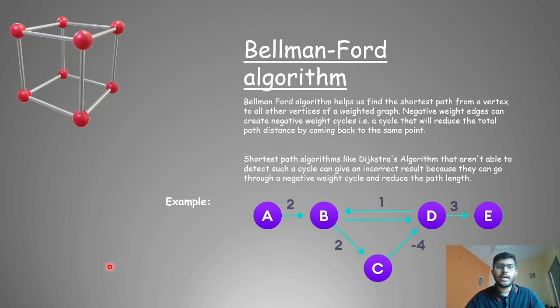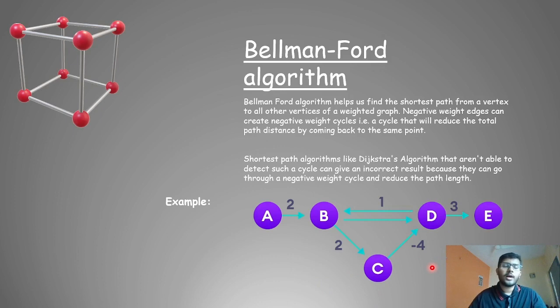The Bellman-Ford algorithm helps us find the shortest path from the source vertex to all other vertices in a weighted graph. Now, what is the difference between Dijkstra's algorithm and the Bellman-Ford algorithm? The Bellman-Ford algorithm takes into consideration negative weighted edges, whereas Dijkstra's algorithm does not. Here, in this example, the weight of the edge between node C and node D is minus 4, which is a negative edge. Whereas in Dijkstra's algorithm, negative weights are not allowed.